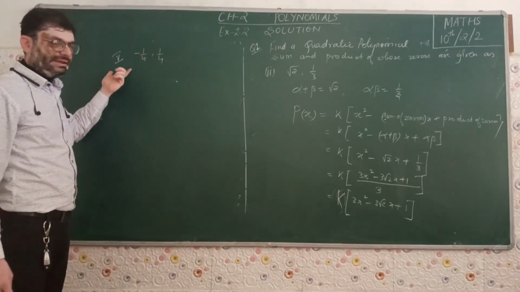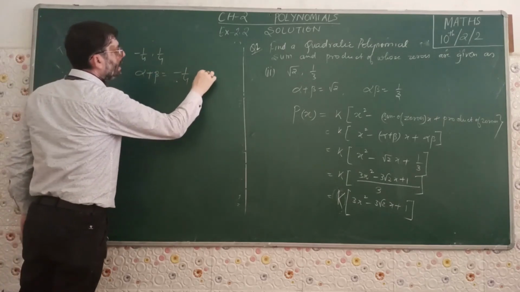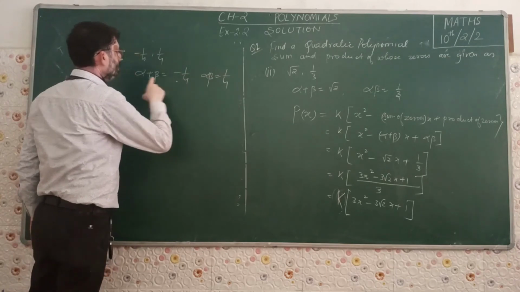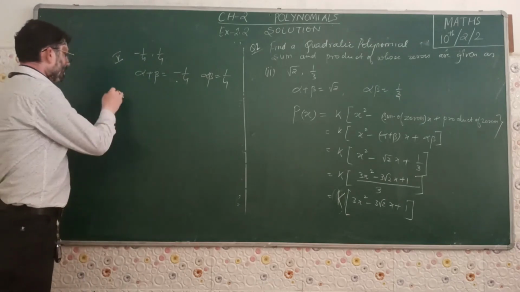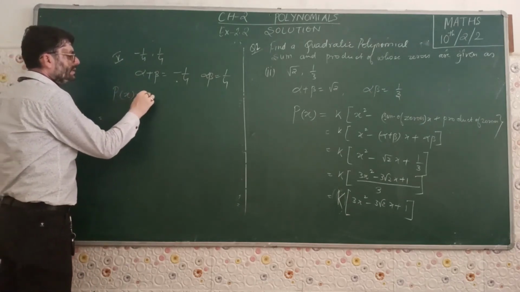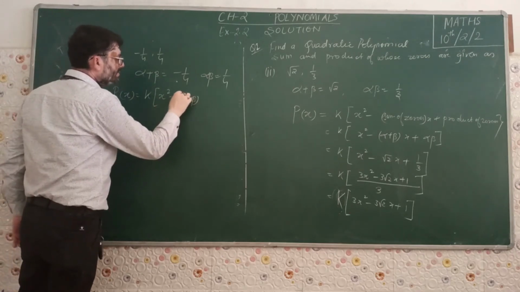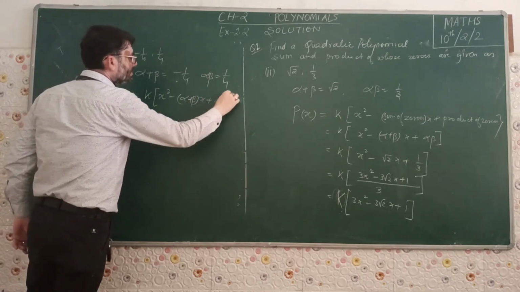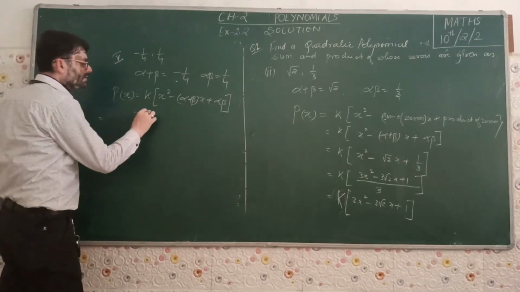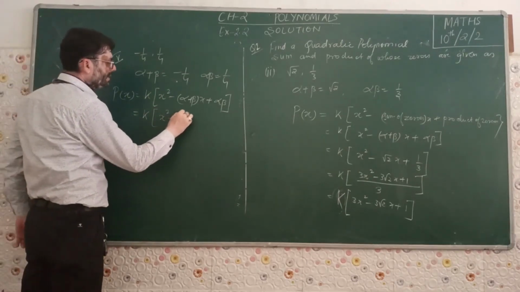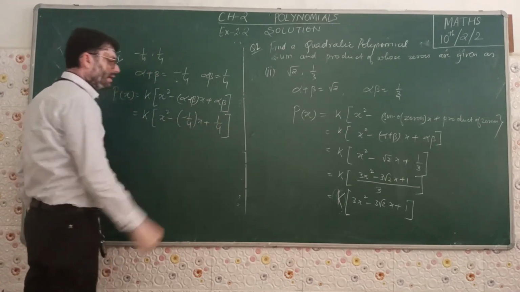Moving on to bit 5. Here also we are given sum of zeros as minus 1 by 4 and product of zeros as 1 by 4. So the required polynomial that we need is p of x is equal to k into x square minus alpha plus beta into x plus alpha into beta. We just have to substitute the sum of zeros and product of zeros here and solve it. So this is k x square minus, minus 1 by 4 x plus 1 by 4.